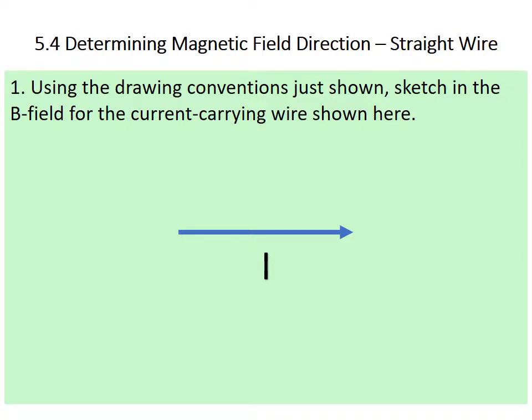Okay, so using the drawing conventions just shown, we're going to sketch in the B field for the current carrying wire shown here. Again, your right thumb points in the direction of the current, so to the right. Your fingers then curl around the wire. What is the direction of the B field, the magnetic field, in this region above the wire? If you've done it correctly, it should be out of the page toward you, or out of the screen.